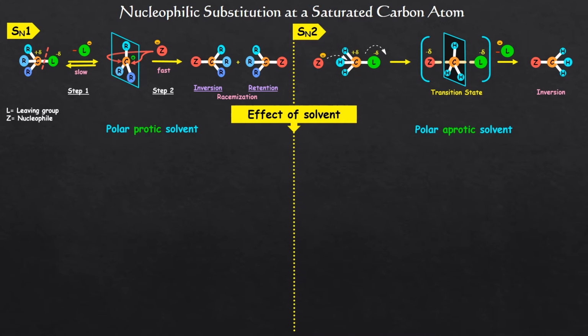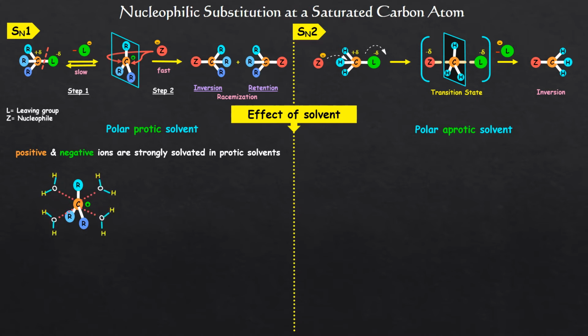Let's see the reason. In the SN1 mechanism, the rate determining step involves the formation of a carbocation by removal of the negatively charged leaving group. So both the ions can be stabilized by solvation. If we take water as a solvent, which is a highly polar protic solvent, then the carbocation will experience the electrostatic force from the lone pairs of electronegative oxygen. So basically, this oxygen can easily solvate, or we can say stabilize, the carbocation.